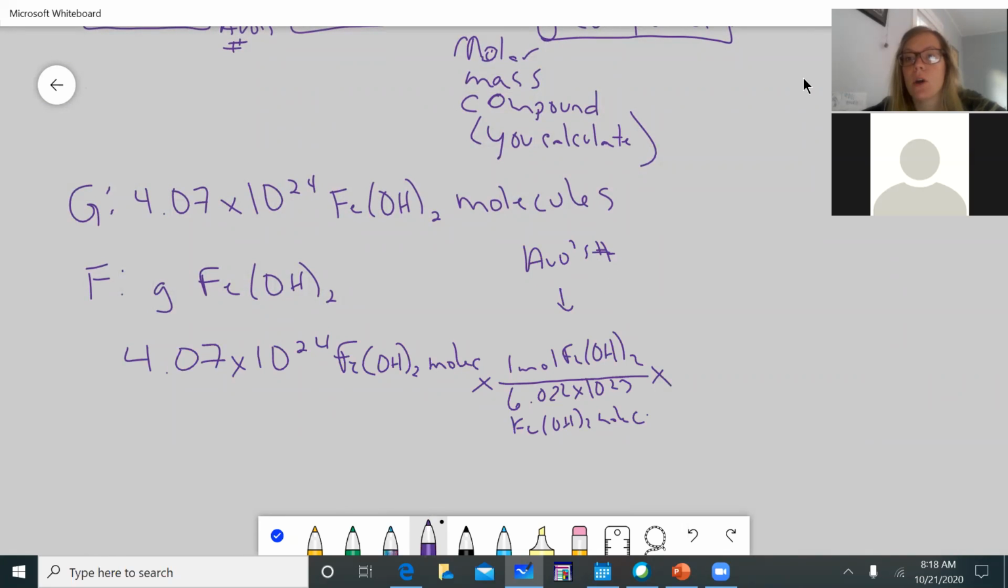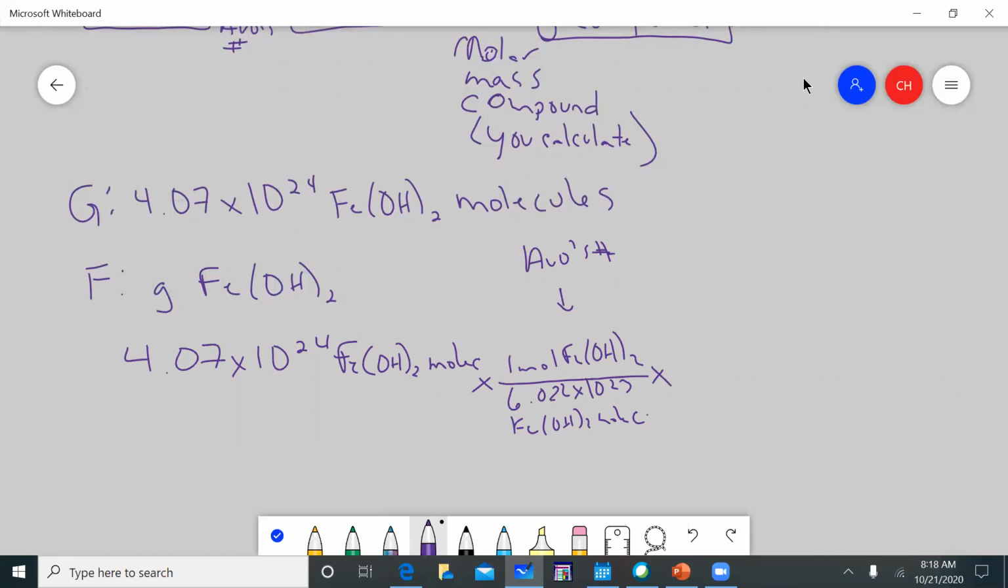The next step is to go from moles into grams. So 1 mole of Fe(OH)2, and we need to figure out how many grams that is. That's where you calculate its molar mass. We're going to take the mass of 1 iron and combine it with 2 oxygens and 2 hydrogens. And so we should have something like 89.86 grams of the Fe(OH)2.